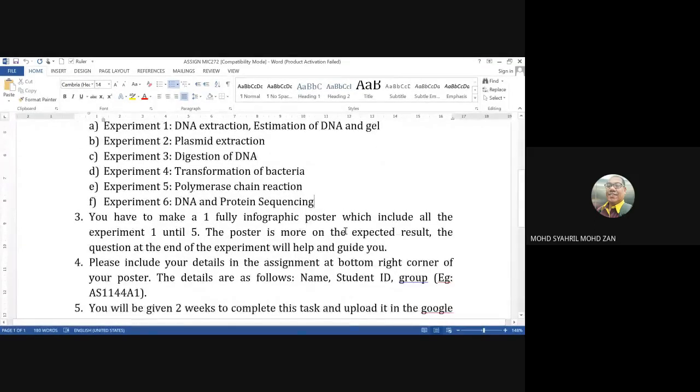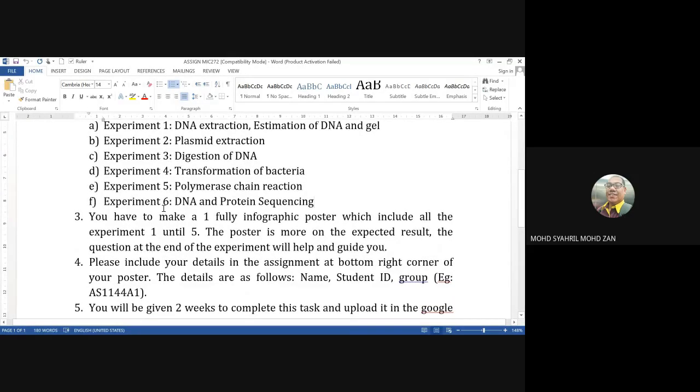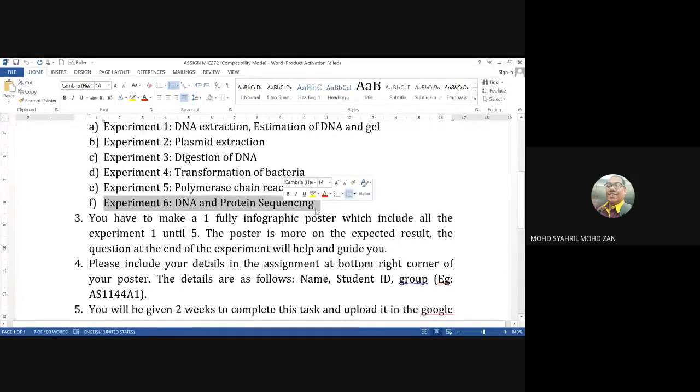Okay. So number 3, you have to make one full infographic poster, which includes all experiments 1 until 5. So the poster is more on the expected results. Okay. So the questions at the end of your experiment will help and guide you. So please make sure awak jawab soalan semua dan masukkan ke dalam awak punya infographic poster tu. Right? So which means that experiment number 1 sampai number 5 ni, okay, you have to put inside your infographic poster. Okay, whereas experiment number 6 is just for your individual tasks.